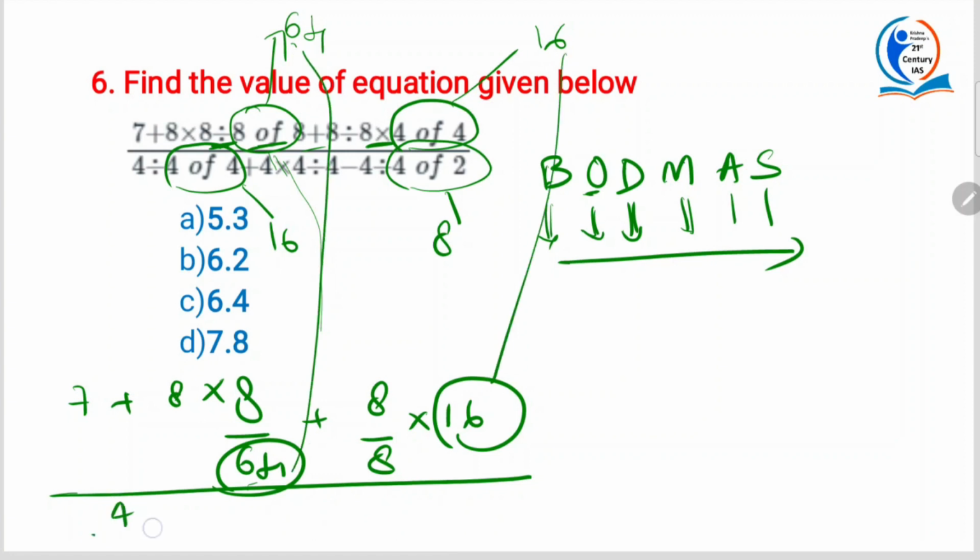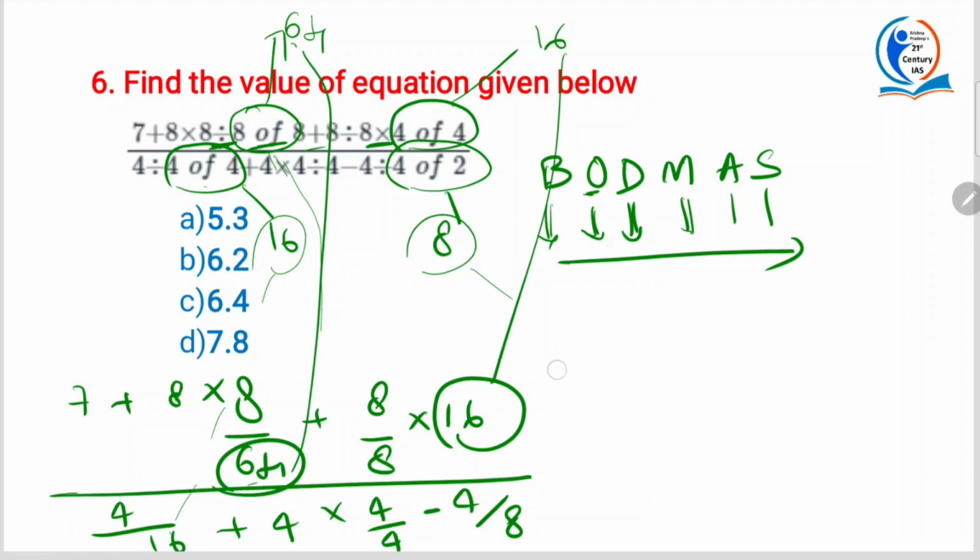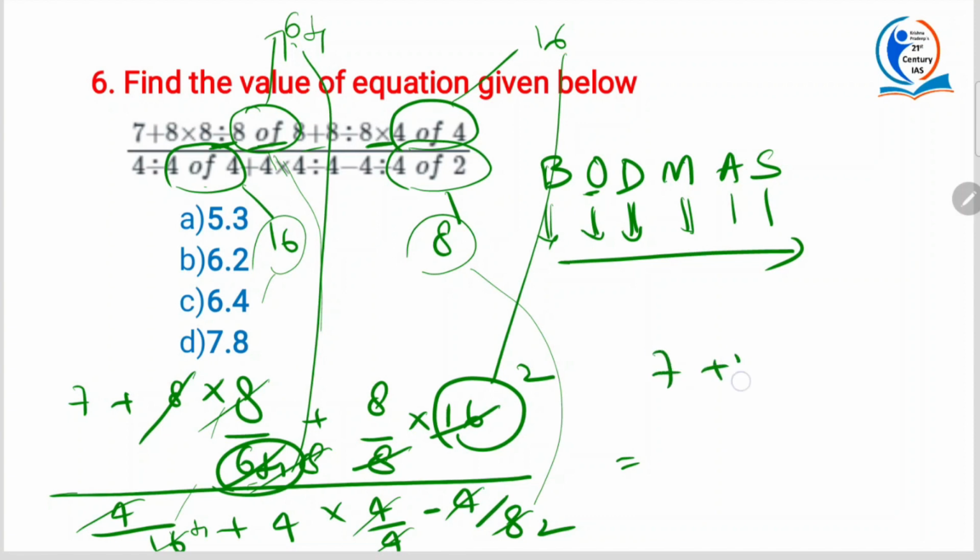Okay, now 4 by 16. This 16 fellow is coming here. Plus 4 into 4 by 4 minus 4 divided by 8. This 8 fellow is coming here. Okay, now solve this one. 8 ones are 8, 8 twos are 16, 8 eights are 64, 8 and 8 are gone, 4 ones are 4, 4 fours are 16, 4 ones are 4, 4 fours are 16, 4 ones are 4, 4 twos are 8. So this equation would look like this. 7 plus 1 plus 8 to 16 by 1 by 4 plus 4 minus half.